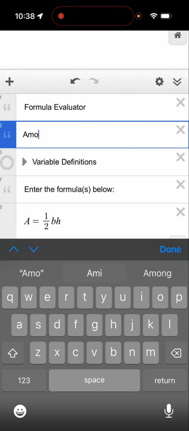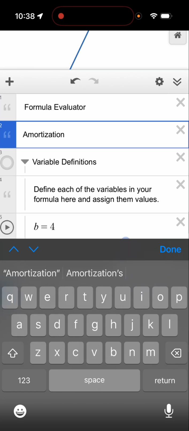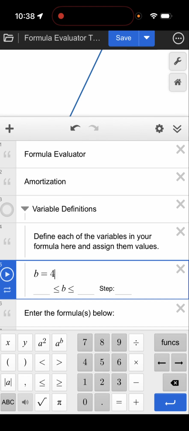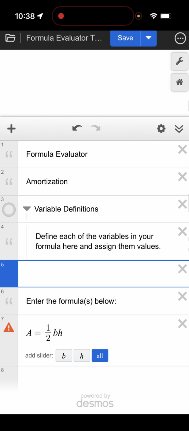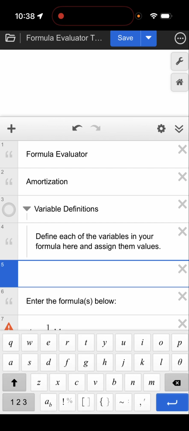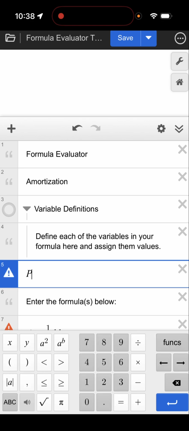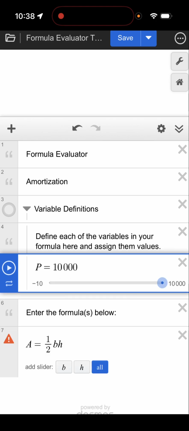So I'm just going to call this amortization. Remember, we're going to define our variables. Our formula actually has 4 variables. So I'm going to clear these out and reassign them. We have 3 variables that we'll define, and then the last one is calculated. The A is calculated. So we'll put capital P in here, and let's just say we're going to borrow $10,000 to start with. But you can change this to whatever number happens to be in your story.